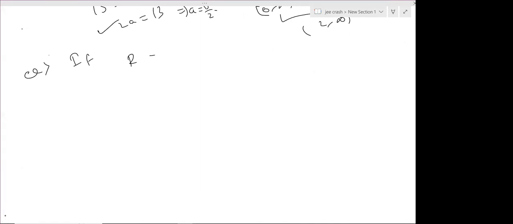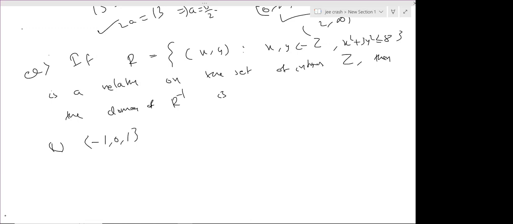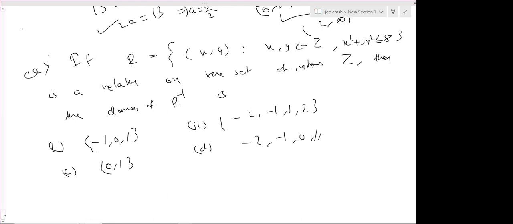If R equals {(x, y) such that x, y belong to Z, x square plus 3y square less than or equal to 8} is a relation on the set of integers Z, then the domain of R inverse is: minus 1, 0, 1; minus 2, minus 1, 1, 2; 0 to 1; 0 and 1; minus 2, minus 1, 0, 1 and 2. All right, this is your homework question. Write it down.